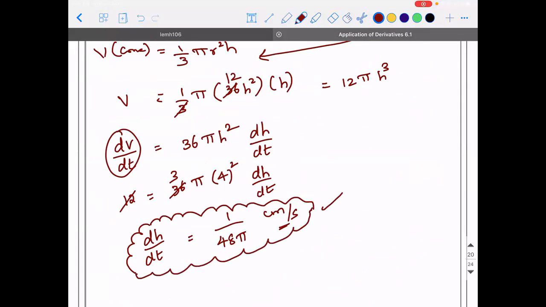So the 36 pi h square is the differentiated product from the above formula, sir. Oh, it is 12 pi H cube. You get 36 pi H square when you differentiate this. Okay, sir. Because 12 pi into derivative of H cube is 3H square into dH by dt.